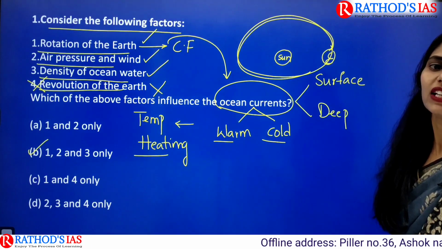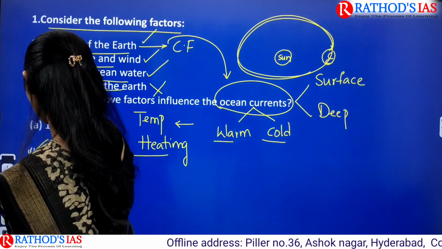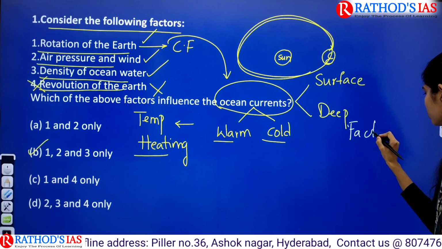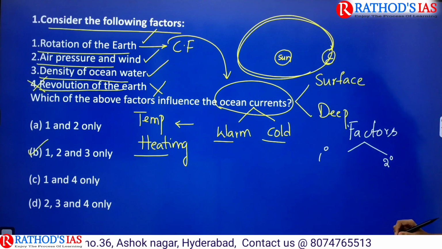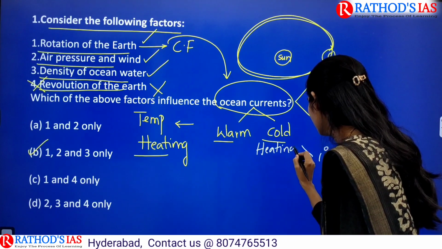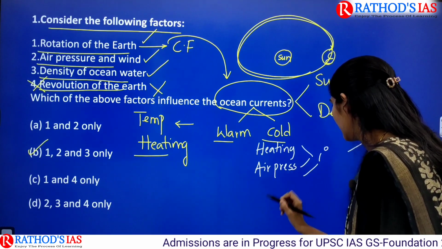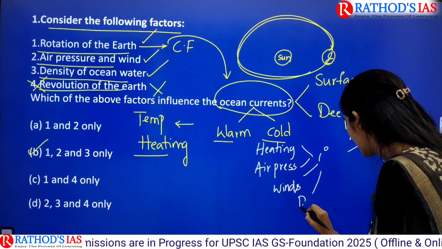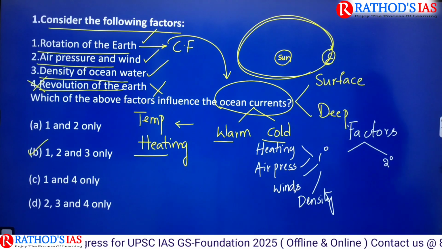I want to give you some additional information. These oceanic currents are influenced by two kinds of factors. I can divide them into primary and secondary. First one is the primary factor and second one is the secondary factor. In the primary factors, we can include heating of water. Next one is air pressure. Next one is winds. And next one is density. So these are the four important primary factors responsible for the influence of oceanic currents.